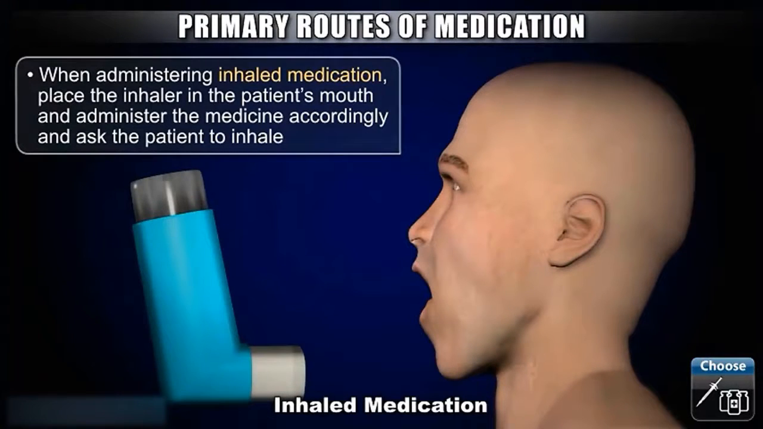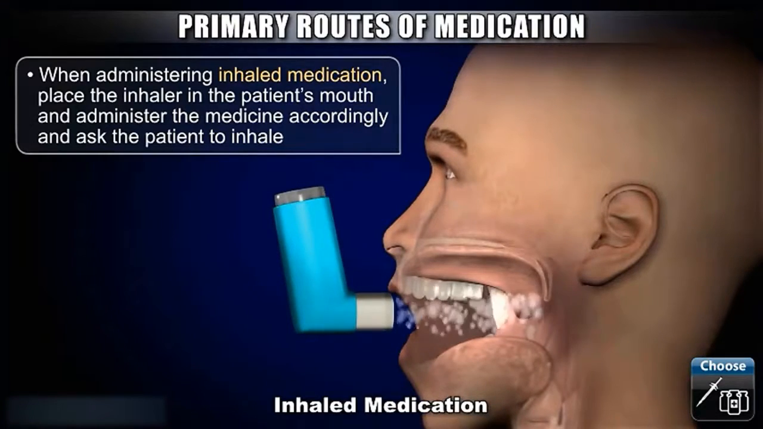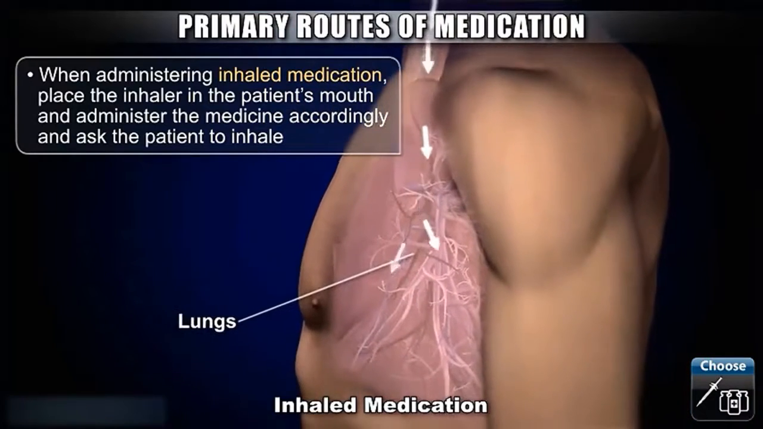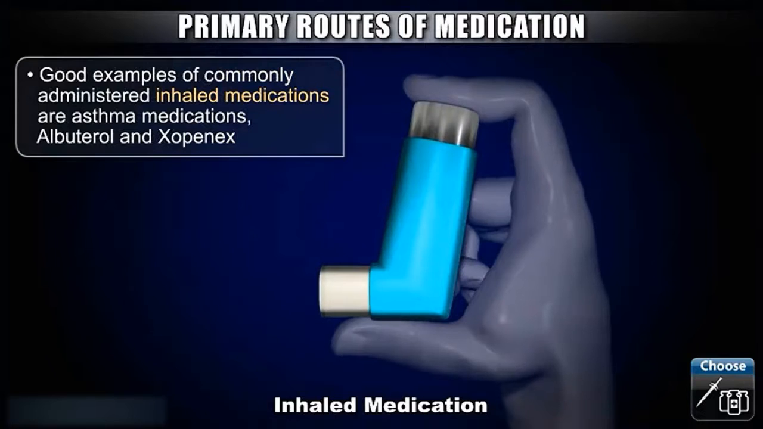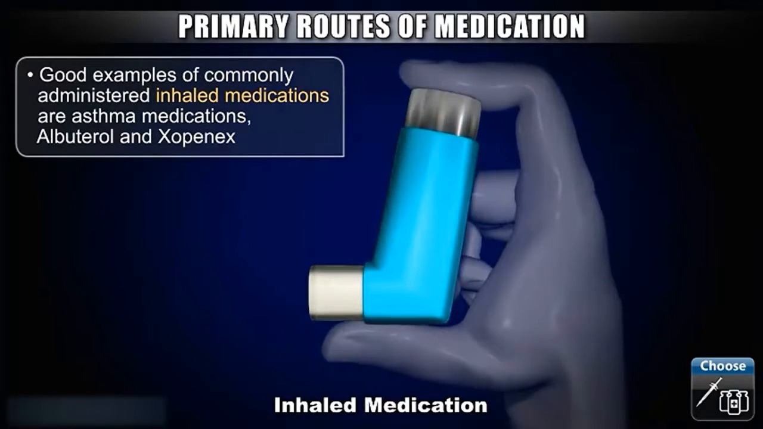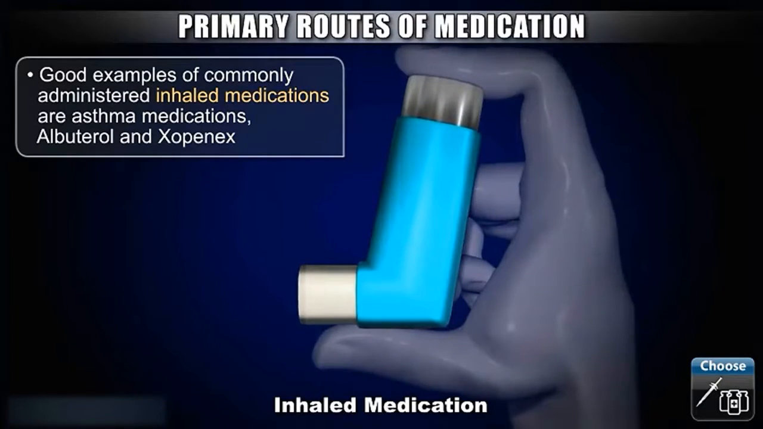When administering inhaled medication, place the inhaler in the patient's mouth and administer the medicine accordingly, and ask the patient to inhale. Good examples of commonly administered inhaled medications are asthma medications such as albuterol and Xopenex.